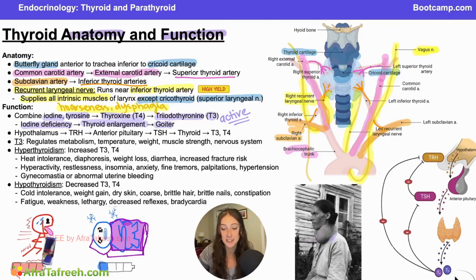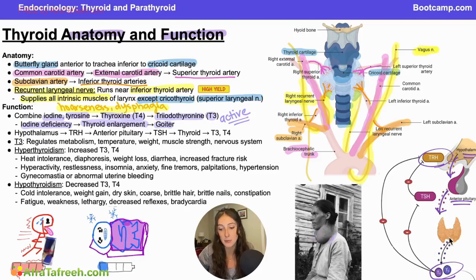So we know that the end function of the thyroid is to produce T4 and T3. But how is this process regulated? Well, this process starts out in the hypothalamus. The hypothalamus releases thyrotropin releasing hormone. Thyrotropin releasing hormone then travels to the anterior pituitary. Remember, it's the anterior pituitary that stores and releases thyroid stimulating hormone. Thyroid stimulating hormone, of course, travels to the thyroid and stimulates it to release T3 and T4.